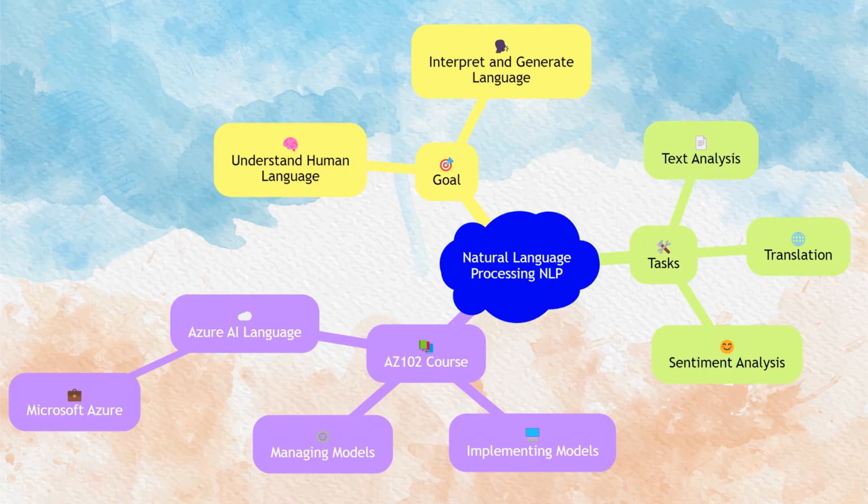Natural language processing, NLP, is a branch of artificial intelligence that focuses on the interaction between computers and humans through natural language. The goal is to enable computers to understand, interpret, and generate human language in a way that is both meaningful and useful. NLP encompasses a variety of tasks such as text analysis, translation, sentiment analysis, and more.